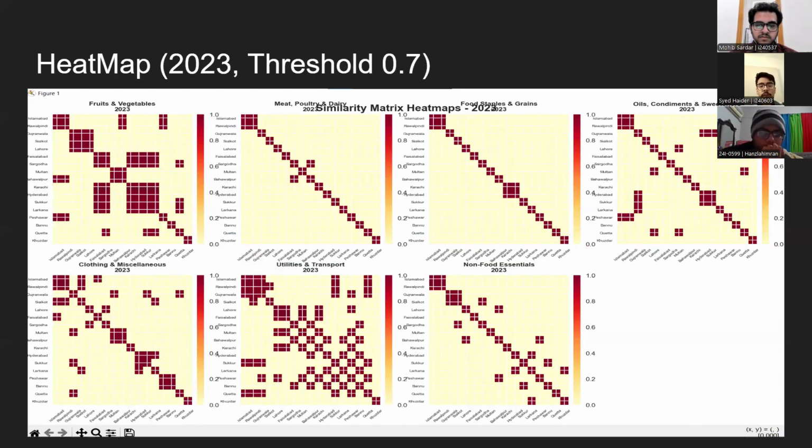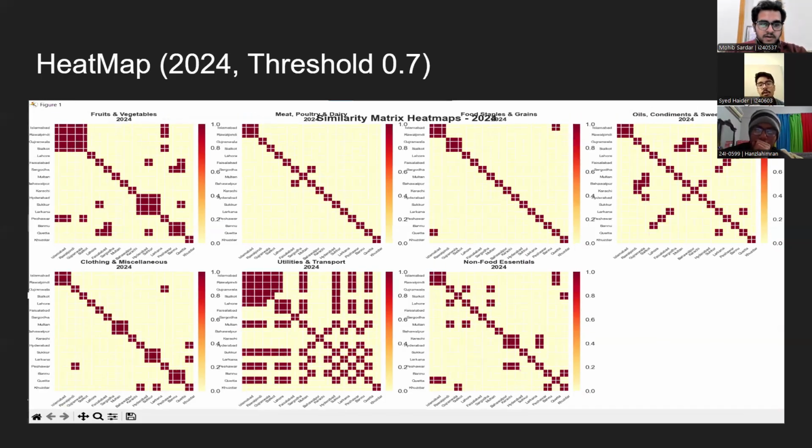So here we have the heat maps. These heat maps, the clusters of these heat maps show how high the similarity between these cities are, which means that if they're red, they are above that certain threshold, which we have set at 0.7. So as you can see, with different categories, we have different clusters being formed based on their similarities. So here we can also see how these clusters can change over the course of years.